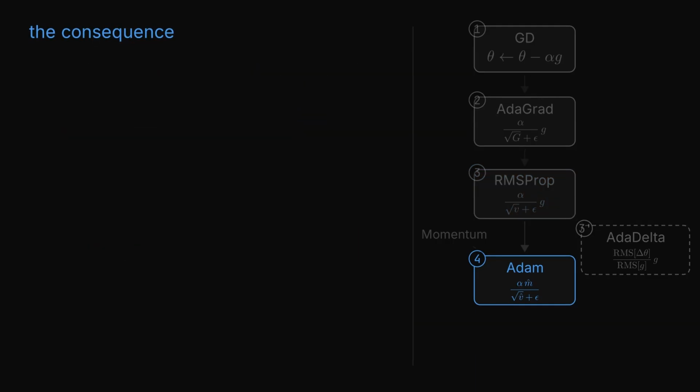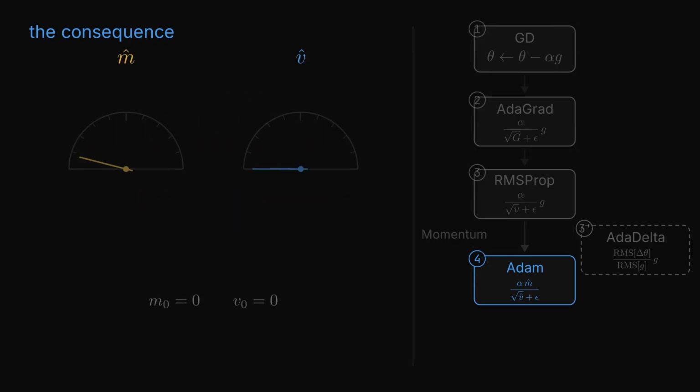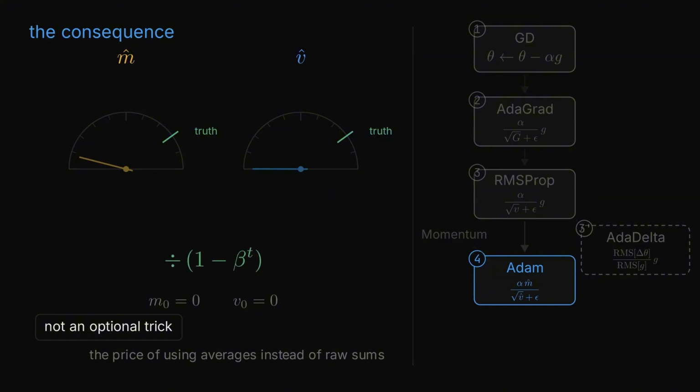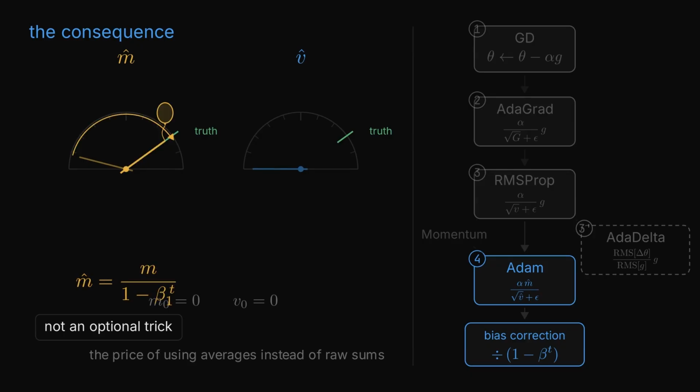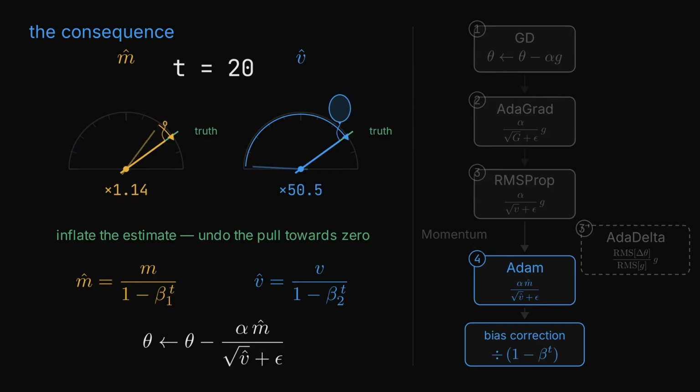And here's the consequence 90% of tutorials skip. Bias correction. Because m and v are averages that both start at 0, the earliest steps are dragged towards 0. This isn't an optional trick, it's the price of using averages instead of raw sums. We fix it by dividing by 1 minus beta to the power t. So m hat equals m divided by 1 minus beta 1 to the power t. V hat equals v divided by 1 minus beta 2 to the power t. And then theta is updated to theta minus alpha times m hat over the square root of v hat plus epsilon. In the very first steps, we inflate the estimate to undo the pull towards 0 it was born with.